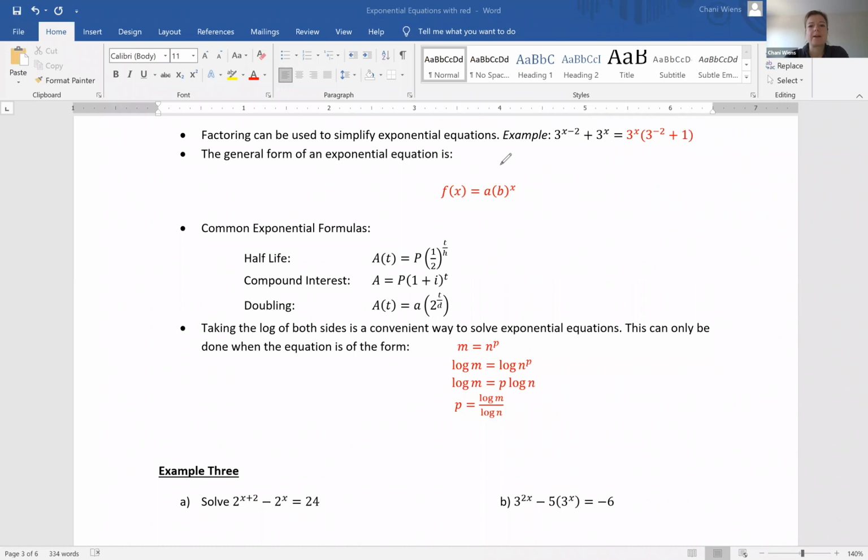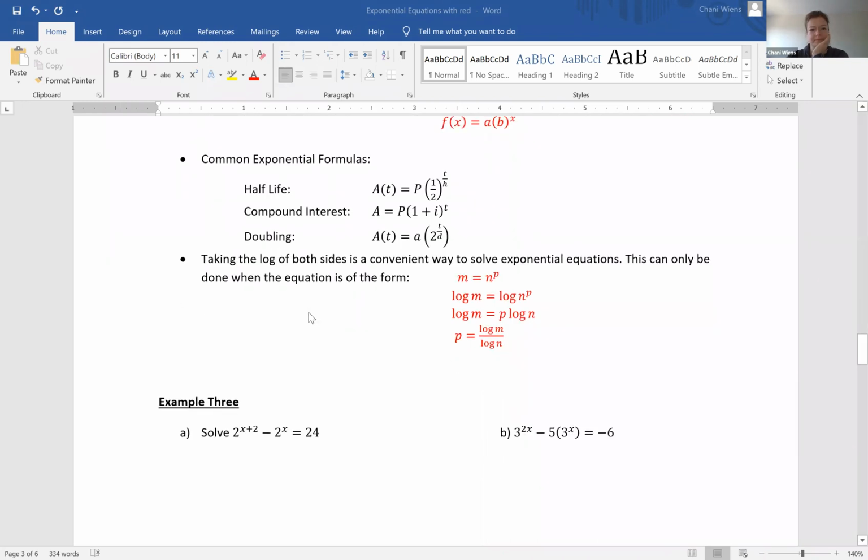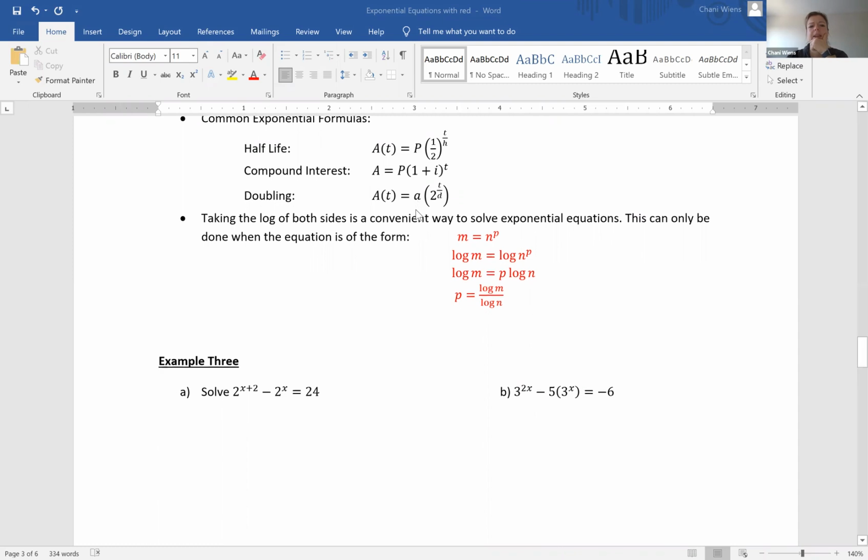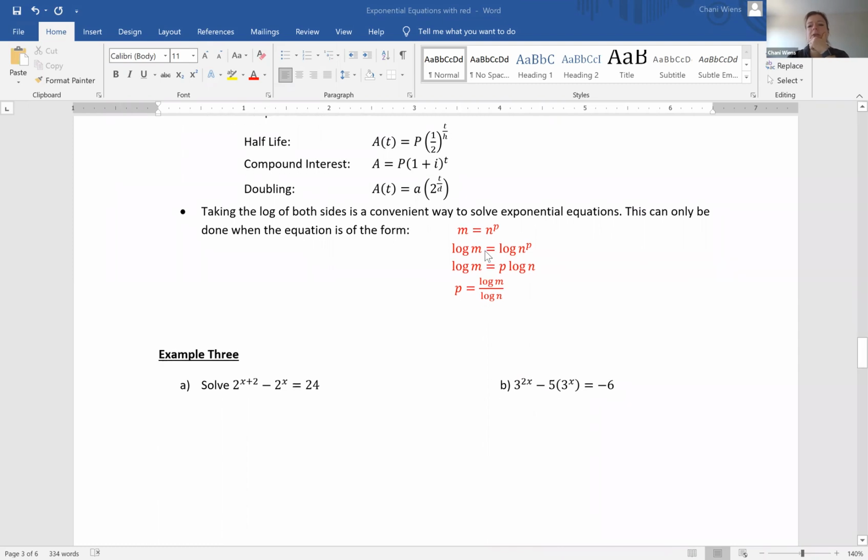Okay. Then we have these generic formulas for half-life, compound interest, and doubling. H is the half-life time, D is the doubling time. These P's are the initial, this A is the initial. And again, going the generic way, take the log of both sides to solve exponential equations. So when you get to the form a number equals a power, you take the log of both sides, you bring the exponent down, and you isolate the exponent.